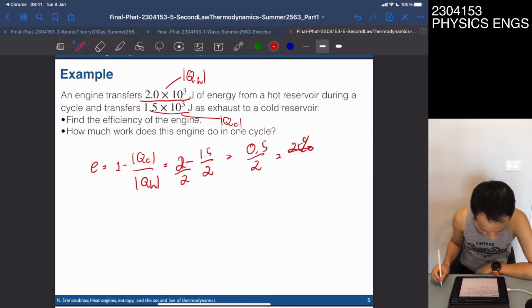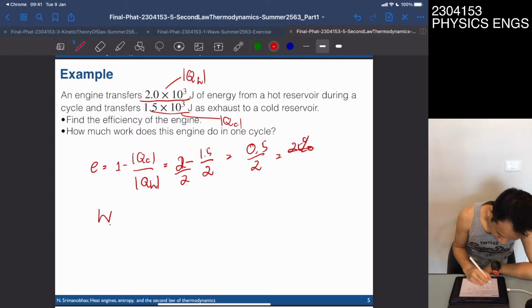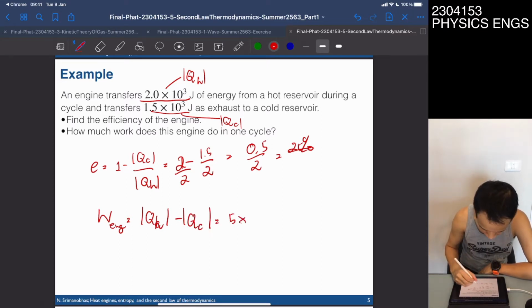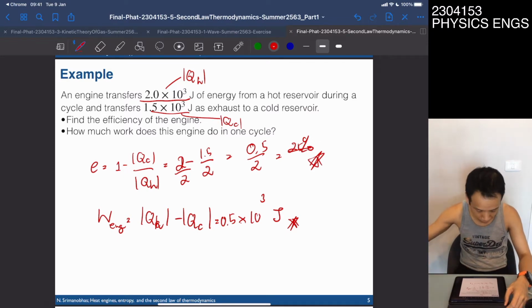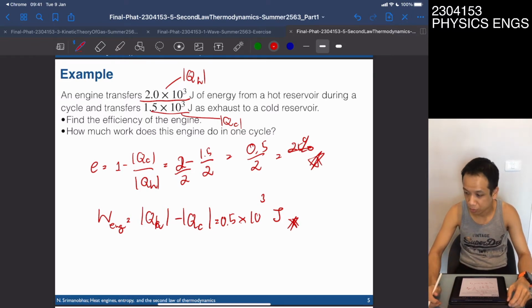And then, how much work does the engine do in one cycle? You need to find the work. The work by the engine is equal to Q_H minus Q_C. So you get 0.5 times 10 to the 3 joules. So this is the work that the engine does in one cycle.